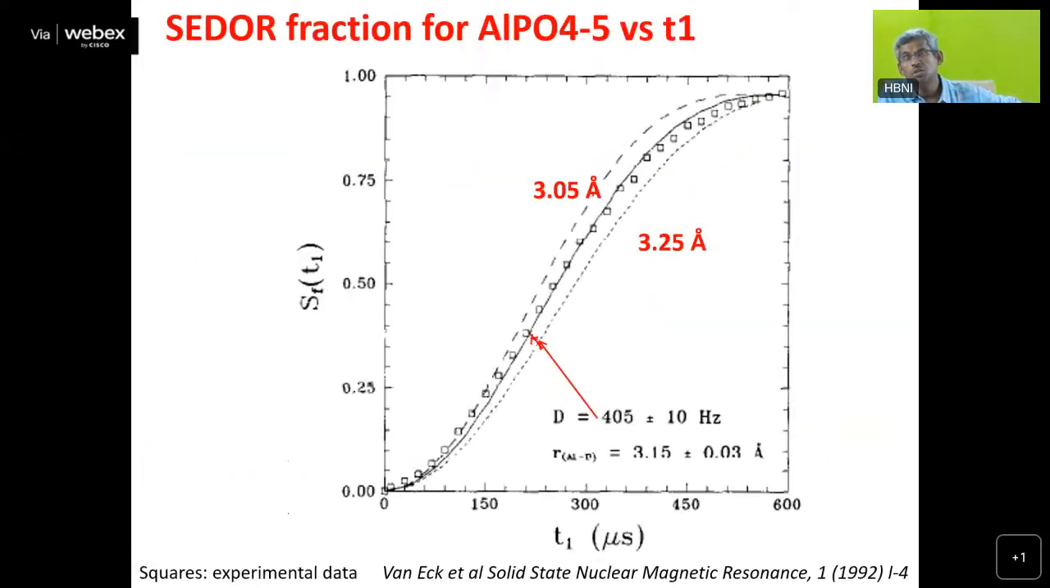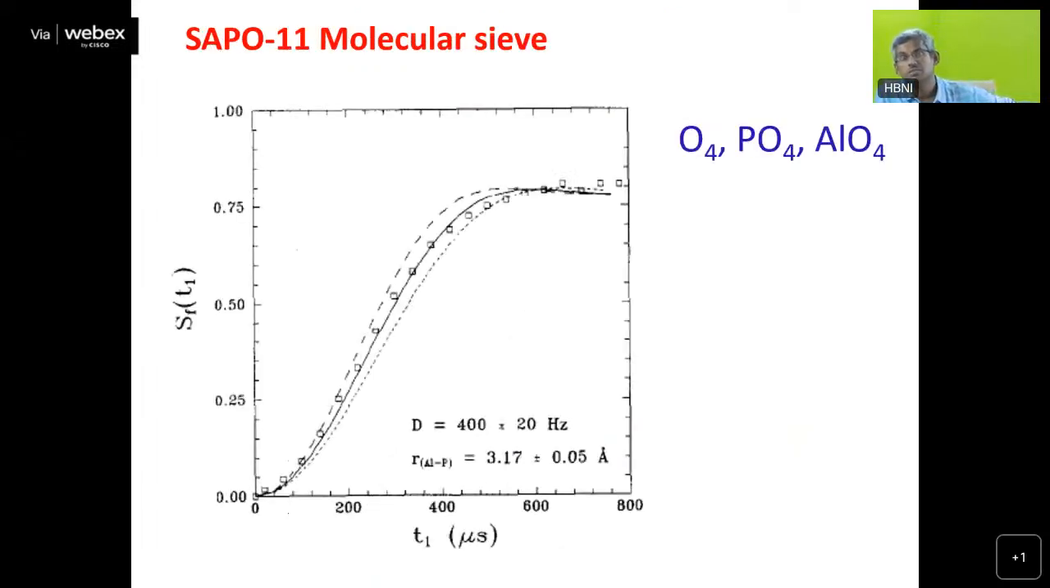So hope you understood how to evaluate the spin echo intensity in a double resonance experiment and how to correlate it with the D value. D value is nothing but the scale factor, and it is related to the dipole coupling constant, and from that you can calculate the distance. And this value, if you see now, matches well with the average aluminium phosphorus distance obtained from the X-ray diffraction studies.